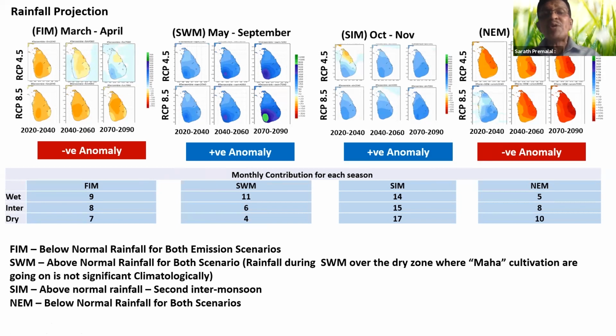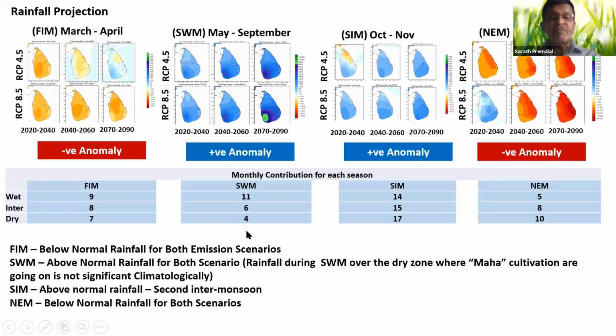So you can see most of the agriculture practices are in the dry zone. And in the dry zone, we actually get much rainfall during the northeast monsoon. But in future, we get less rainfall from the northeast monsoon, so it is a very high impact for agriculture. Even though they get a positive anomaly for the southeast monsoon season, I mean the northeast dry zone.